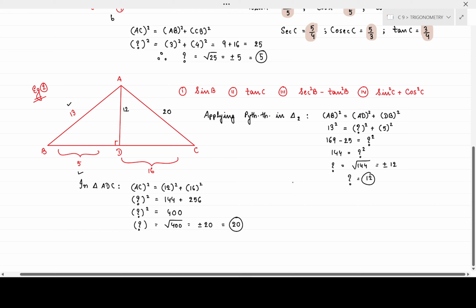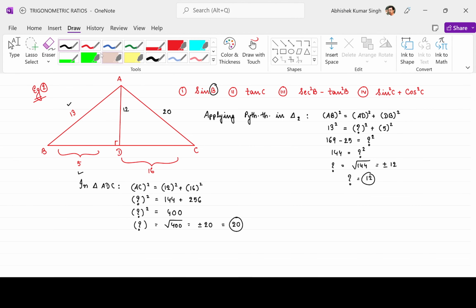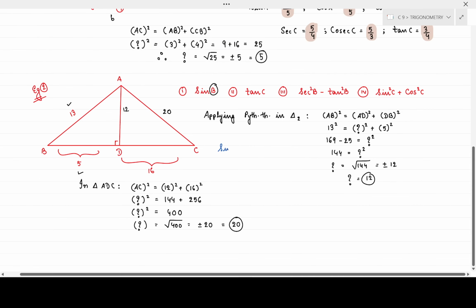After calculating these values, now we can go for the ratio part, and that is when they are talking about sine B. So the value of sine B, when we consider B, that means this angle. So this is hypotenuse, this is base, and this is perpendicular for this point of time. So sine B is perpendicular by hypotenuse, that is 12 out of 30. This is 12 by 30.